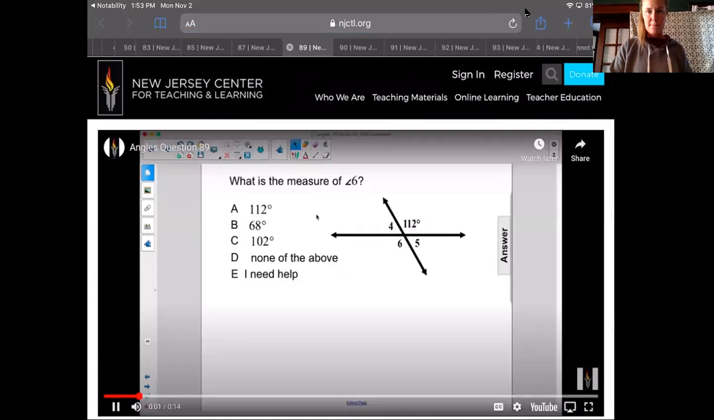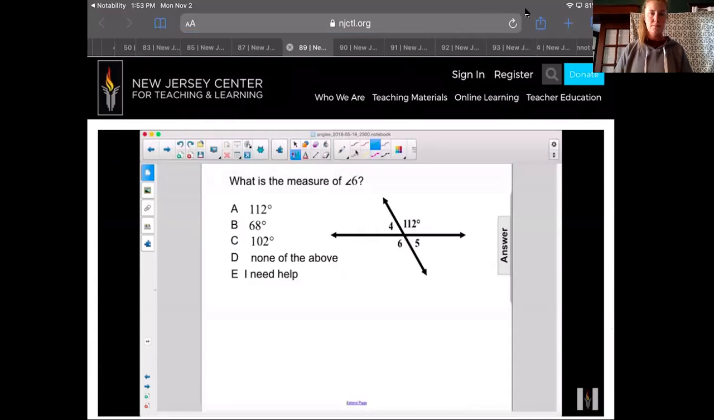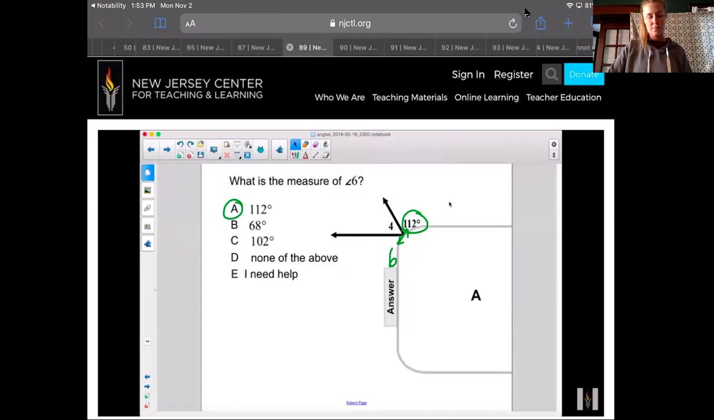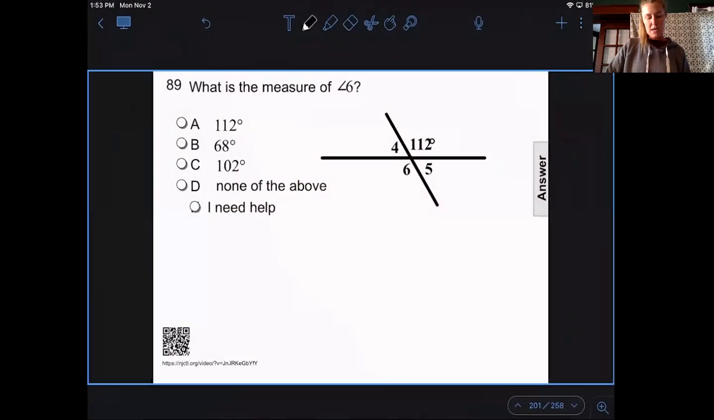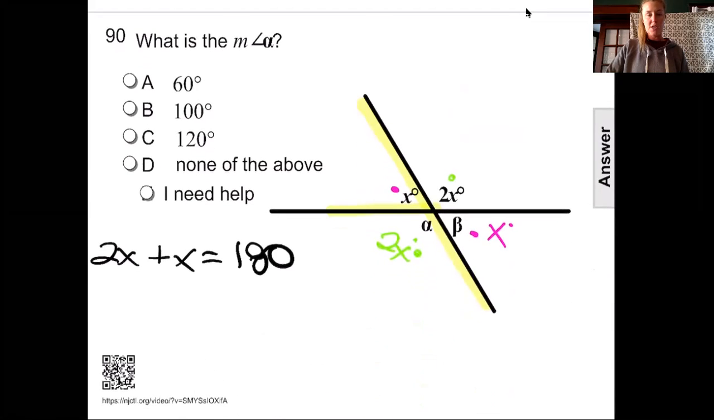What is the measure of angle 6? Well, because of vertical angle theorem, we know that these two angles are equal. Therefore, angle 6 is also 112 degrees. The answer is A. And this one we don't have a justification of.